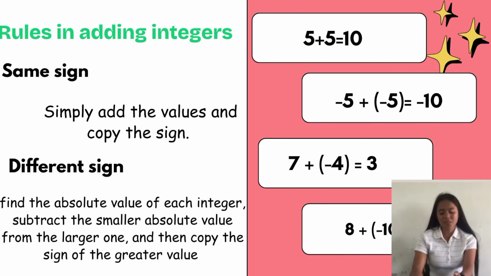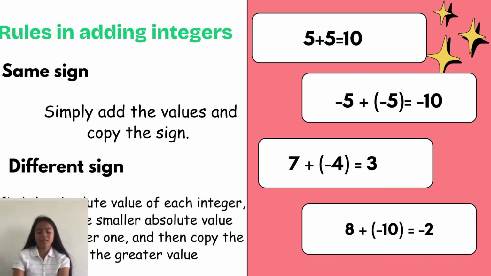And in different sign, the rule is: find the absolute value of each integer, subtract the smaller absolute value from the larger one, and then copy the sign of the greater value. So as you can see in example number 1, 7 plus negative 4. Since it has different sign, we will subtract. So 7 plus negative 4 is equal to 3. Since 7 has the greater value, which is positive, the answer is positive 3.